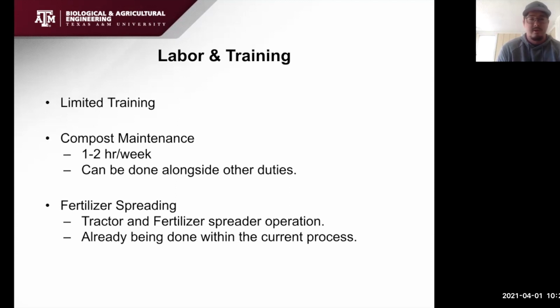For the spreading, they already have a tractor, and he already has a fertilizer spreader on the site as well. So again, this would be the same process that's currently going on. He's just using a different type of fertilizer. That tractor can also be used to maintain the compost piles. It can be used to load them into the fertilizer spreader. So we're not adding any additional equipment in that realm. Next slide, please.